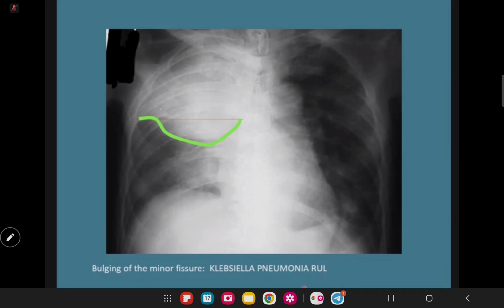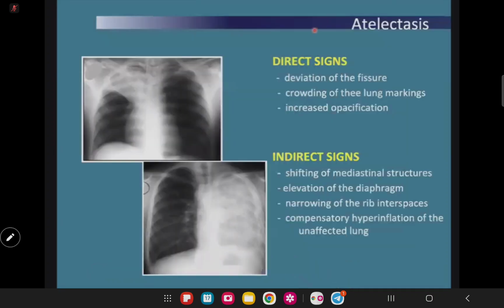Okay, good. So in atelectasis, there will be direct and indirect signs. Direct signs, we say if you see that one, definitely that's an atelectasis. Indirect, maybe it will be atelectasis. So direct signs: deviation of the fissures, crowding of the lung markings, and increased opacification. Just like this one. Deviation of the fissure, crowding of the markings, and increased opacification.